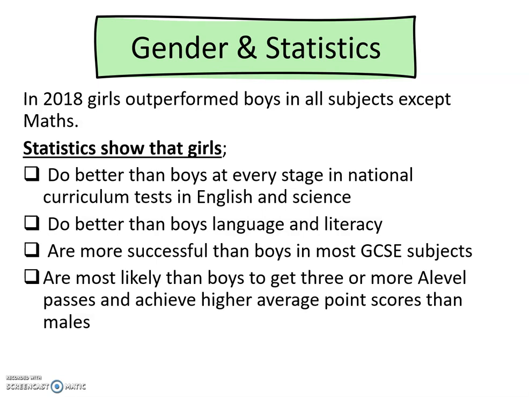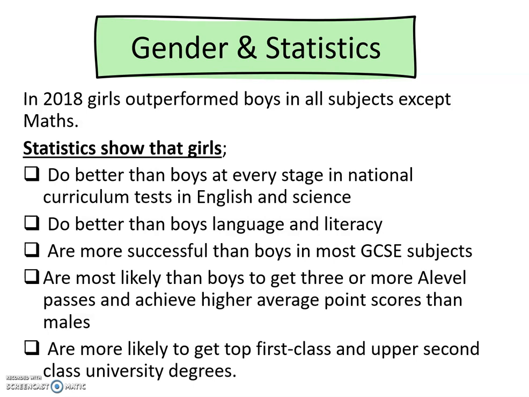Your point score is basically like, the better your grades, the higher your point score would be. And girls are more likely to get a first class or upper second class degree. This is basically the degree level version of an A and a B. So girls do better there as well.